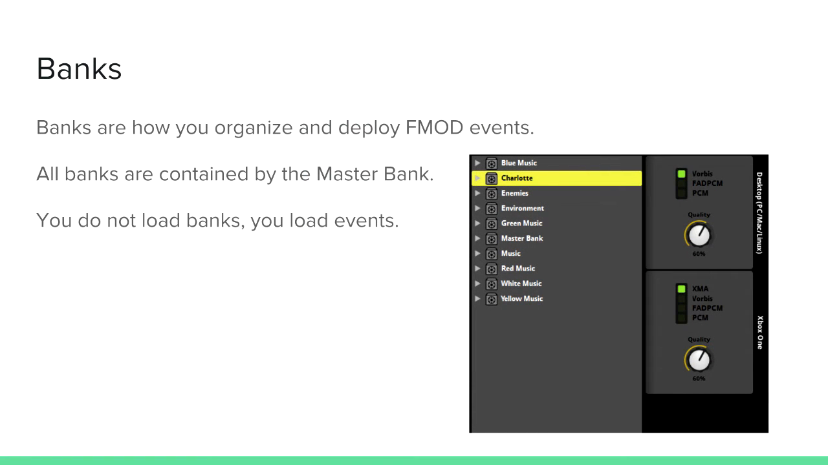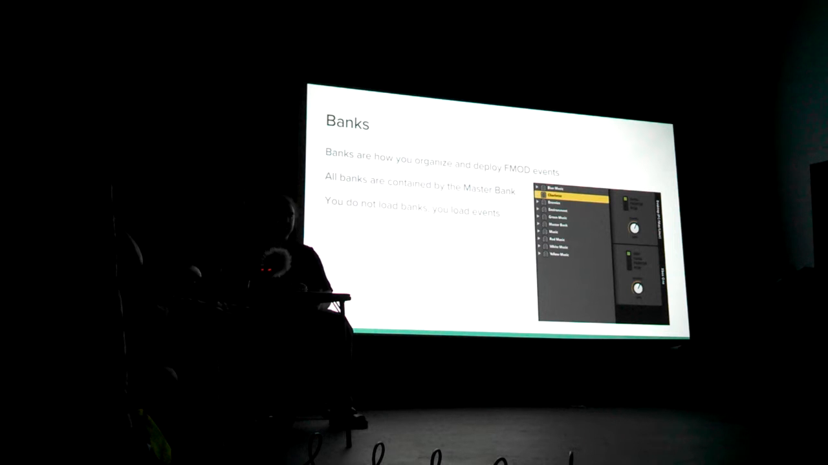The level above events is banks. Banks are how you group your sounds together and decide how to treat each of them. So you can see, for instance, I have a bank here called Charlotte, and when I click on it, I have selected that for the desktop version it's going to be a Vorbis of about 60% quality, and on Xbox One it's going to be XMA. So instead of going through and tediously rendering all of your sound files to match the format that they should be for each platform, and for what type of sound they are, you do that by grouping them into banks. And when you build your banks, they are converted to that format for you.